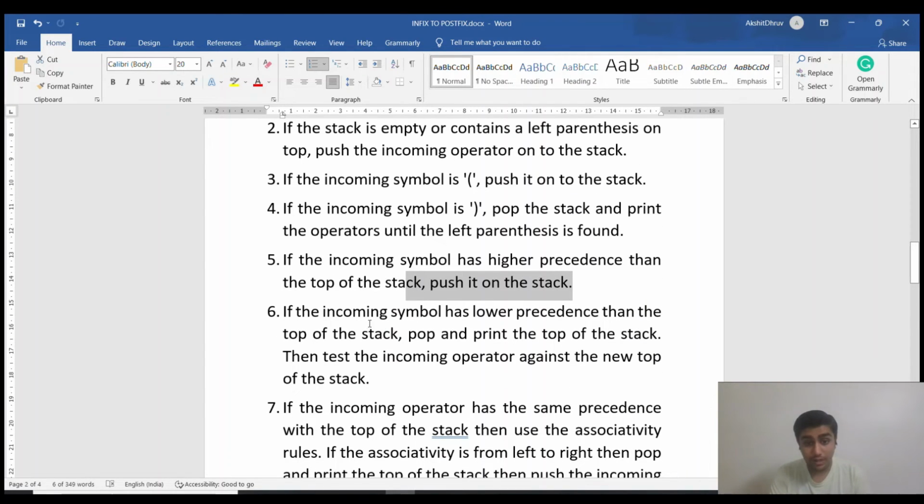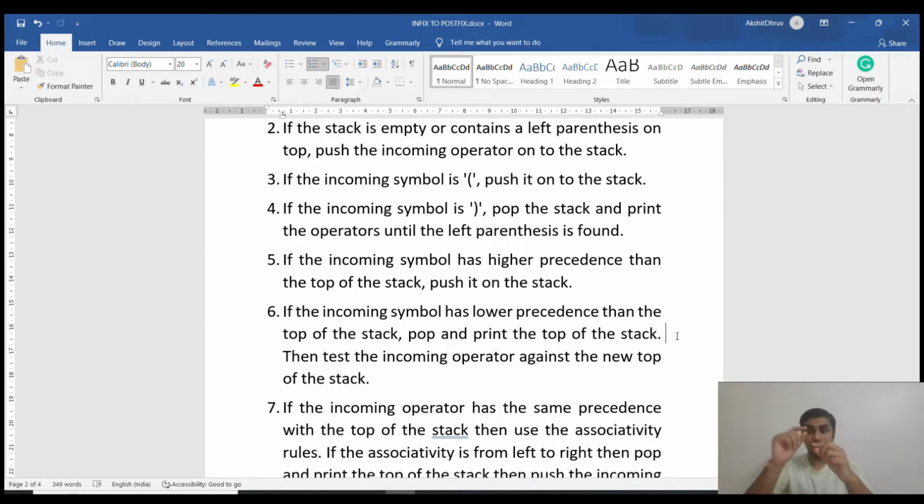If the incoming symbol has lower precedence than the top of the stack, pop and print the top of the stack. Now suppose already in the stack we have multiplication at the top. Now plus comes. If we push it, it will be just above multiplication, but that is not permitted. The one who has higher authority will never permit anyone with lower authority to come above it. This is not to violate anything. This is just a rule which we can easily remember, just for remembering things.